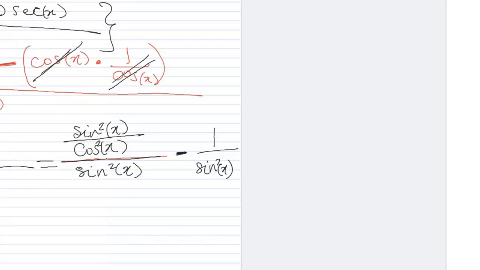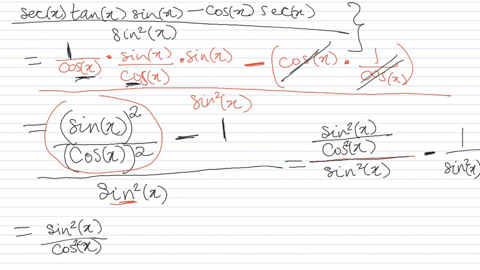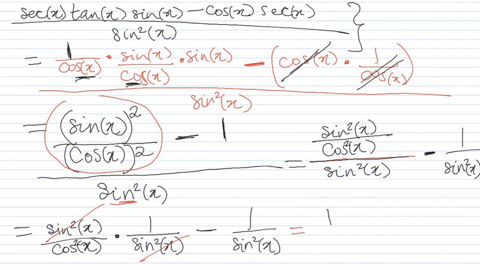So that's it. We'll come back here. Sine squared x divided by cosine squared x, divided by sine squared x, is the same thing as multiplying by the reciprocal of sine squared x. Remember middle school math. Minus 1 over sine squared x. So what can we do here? Thank God we can easily cancel out. So what we actually end up with is 1 over cosine squared x minus 1 over sine squared x.